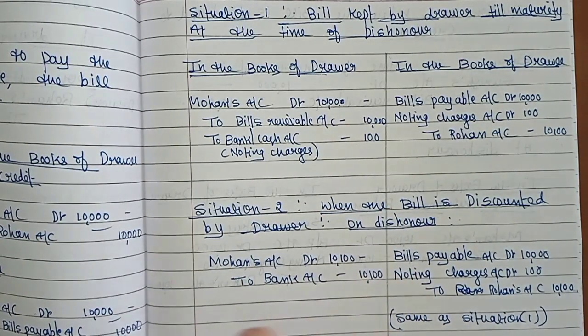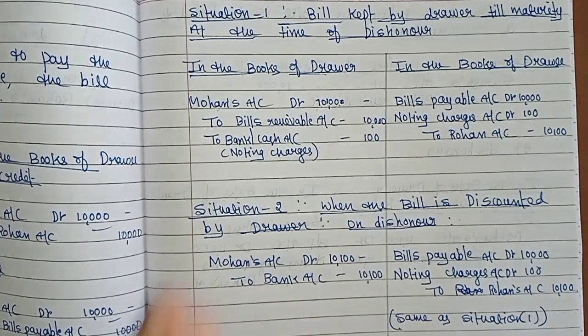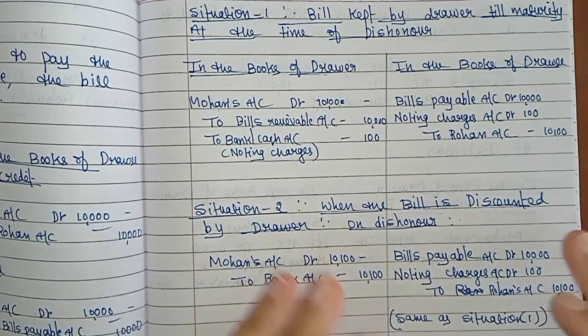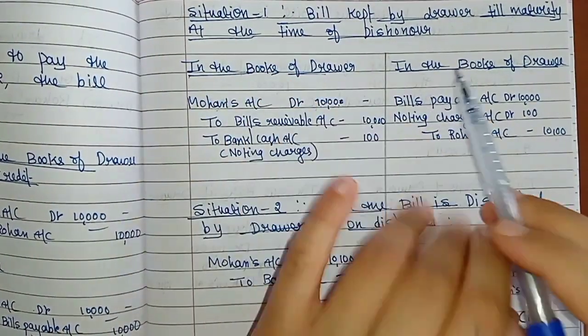Clear? So I hope this is clear to you all. Till here it is clear, right? This is the first situation, that is, bill kept by drawer till maturity. So these are the journal entries at the time of dishonor.